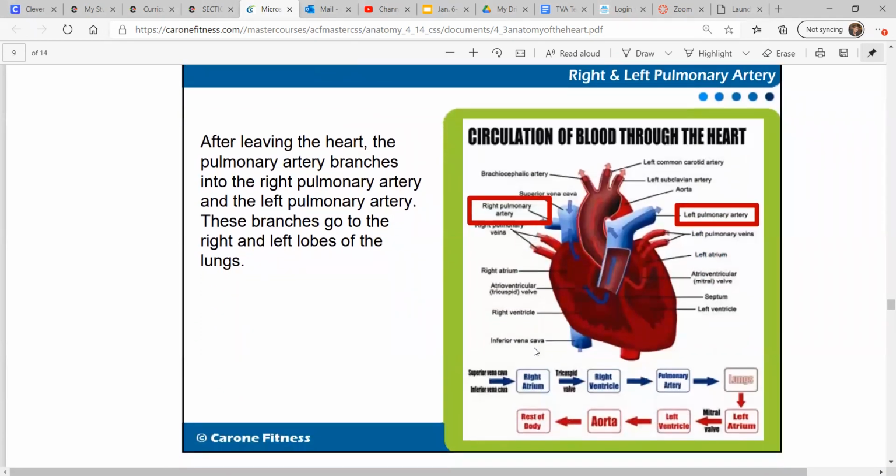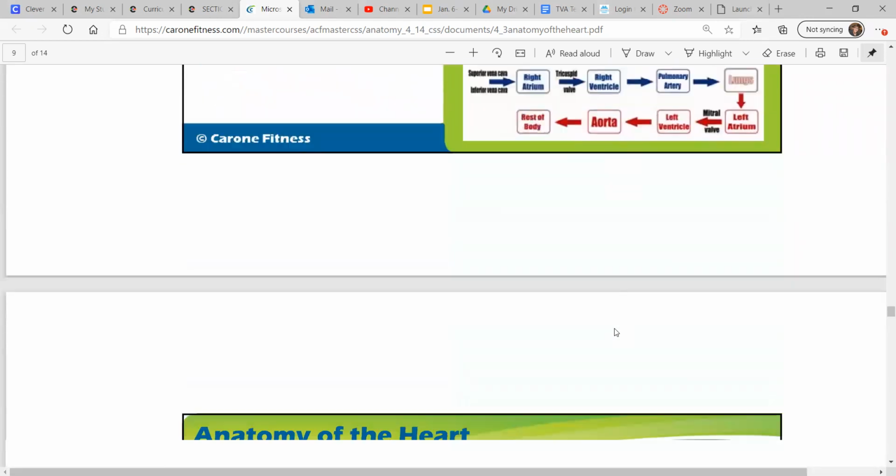It's carrying blood away from the heart, and yet that blood is deoxygenated. And after leaving the heart, the pulmonary artery branches into the right pulmonary artery and the left pulmonary artery, as you can see here. These branches go to the right and left lobes of the lungs.